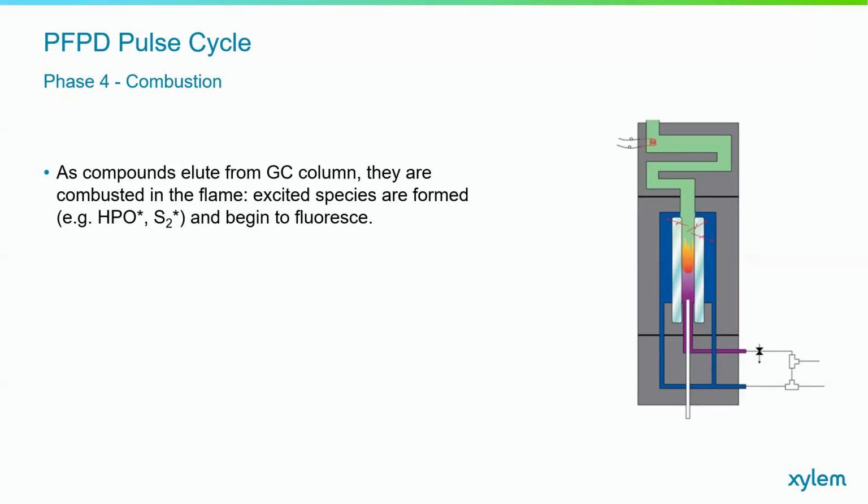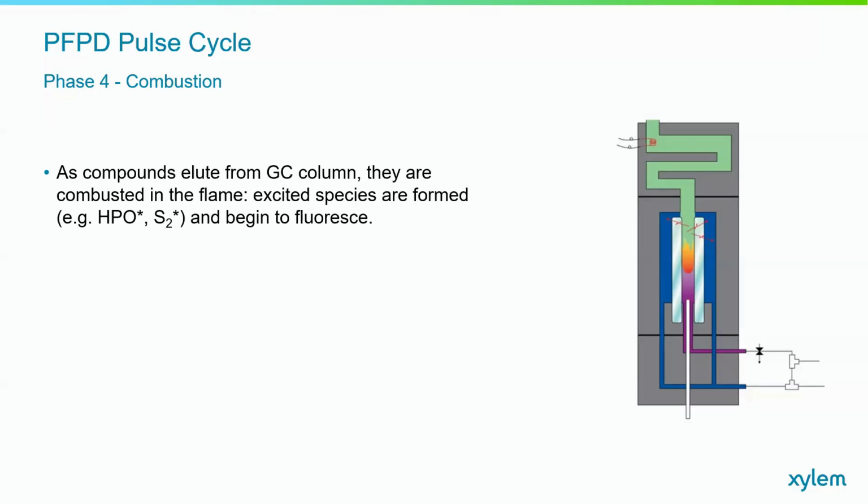As the target compounds elute from the GC column, they are combusted in the flame, forming emitting species, which then begin to fluoresce. And so fluorescence is a very important part of this detector. Really what happens in fluorescence chemistry involves the absorption of light, the excitation of electrons, and subsequent emission of light at a longer wavelength due to energy loss. And photometric detection here utilizes light. We're making use of that light to provide an estimated peak that determines the total concentration.